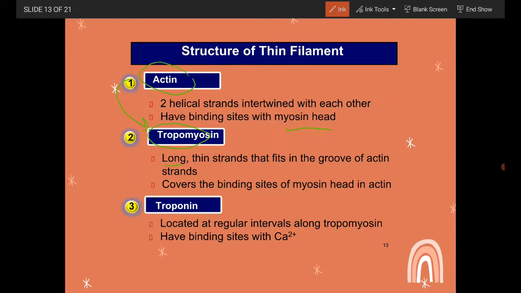Tropomyosin is the long, thin strand that fits in the groove of the actin strand. And the function of tropomyosin is to cover the binding sites of myosin head in actin. And the last one is troponin. The function of troponin is it has the binding site for calcium ion.